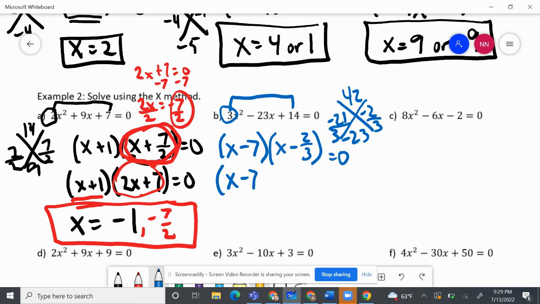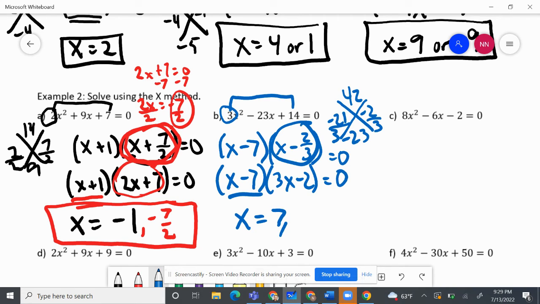So x minus 7 and 3x minus 2 is equal to 0. When we're looking for our zeros, the opposite of negative 7 is 7. The opposite of negative 2/3 is 2/3.